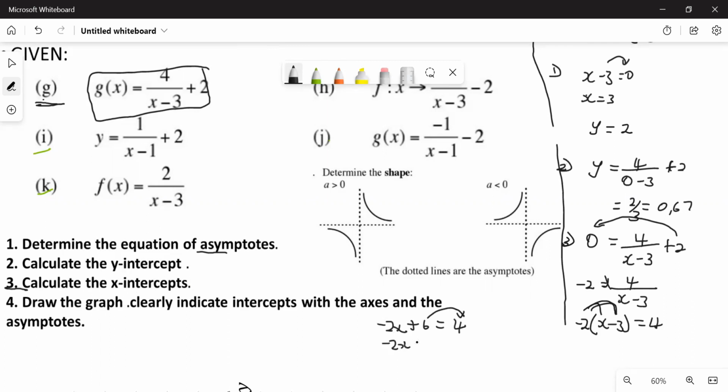We have minus 2x equal to minus 2. Then you divide by minus 2, you divide by minus 2. So x is going to be equal to 1.